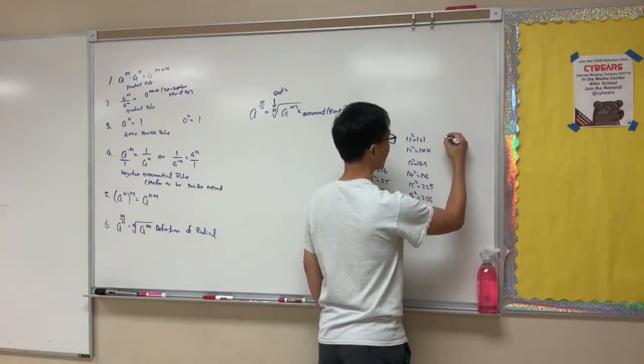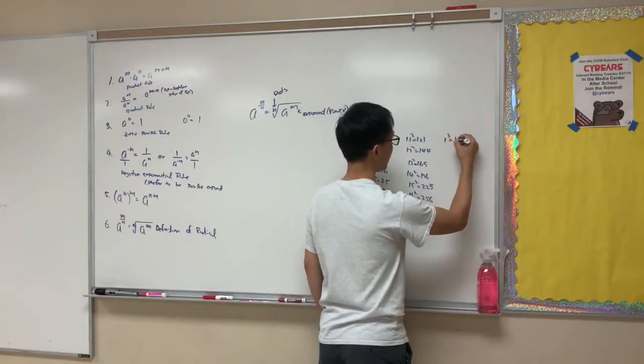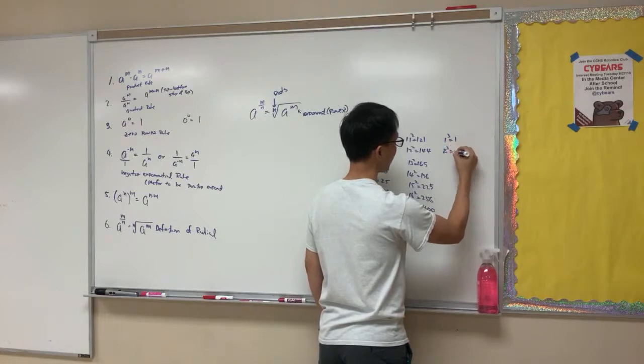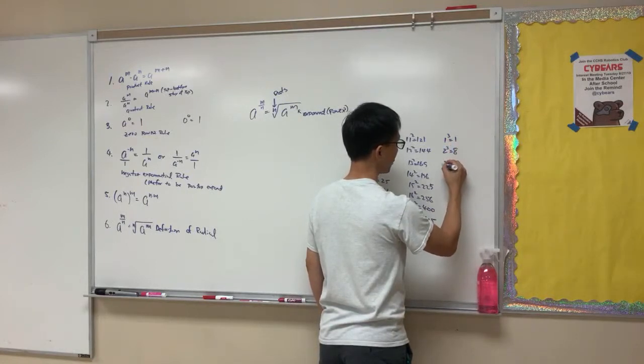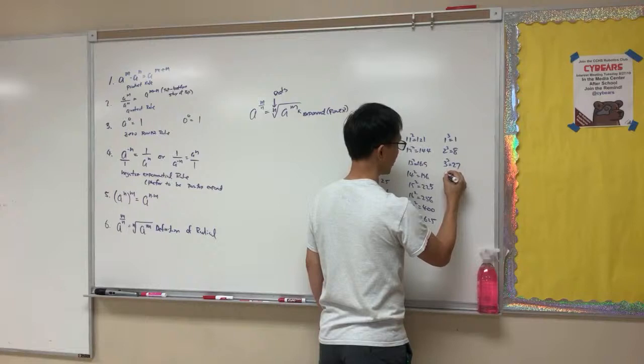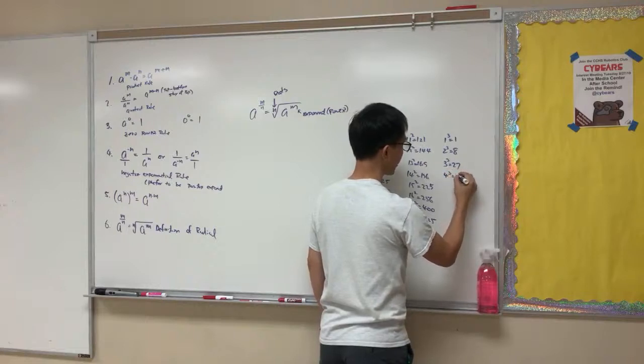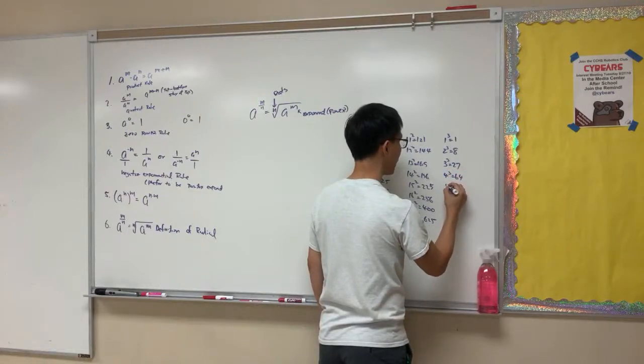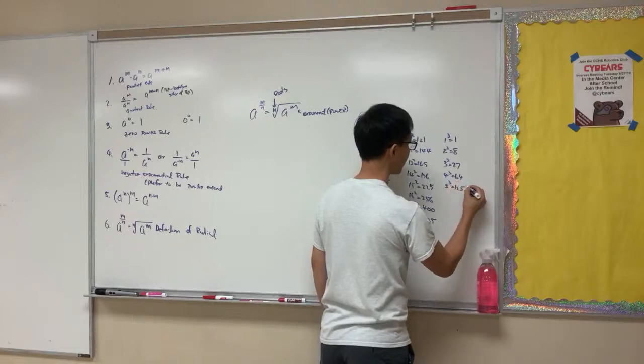So let's go with the 3rd power. 1 to the 3rd power is 1. 2 to the 3rd power is 8. 3 to the 3rd power is 27. And 4 to the 3rd power is equal to 64. And 5 to the 3rd power is 125.